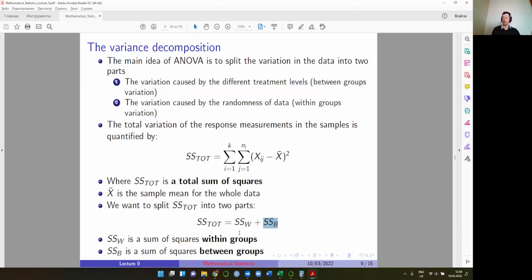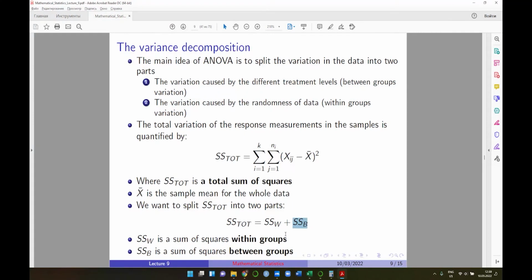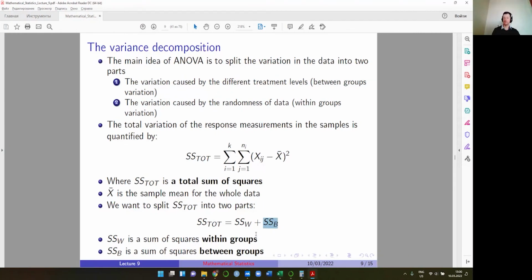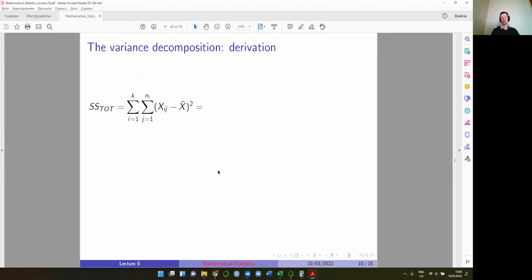So the whole difference in the sample is due to just randomness and random nature of data. So that's an idea, and you will see how we will implement this idea. So first of all, how should we decompose this, and how, using data, we should calculate these two parts? What is SSW, what is SSB? So let's do some mathematics. It's gonna be simple, very simple.